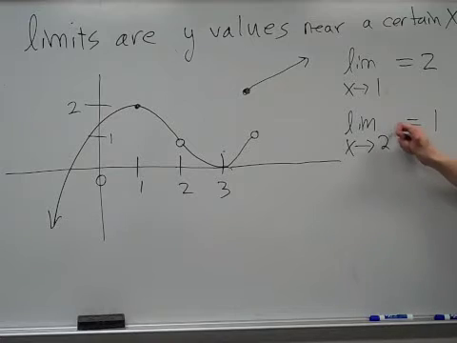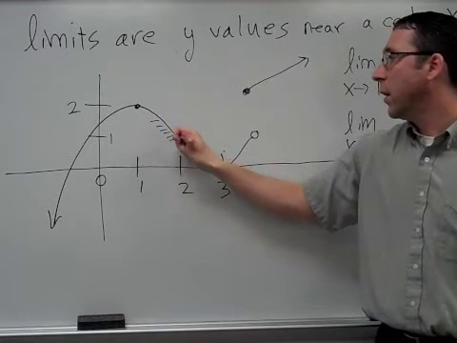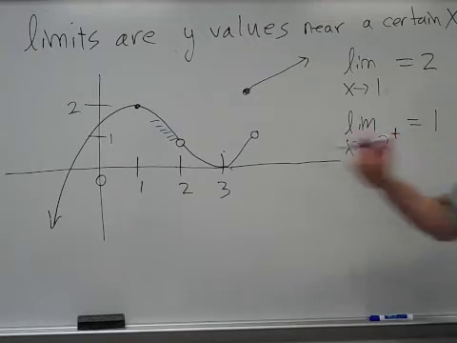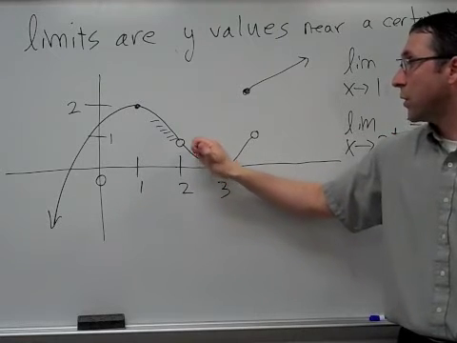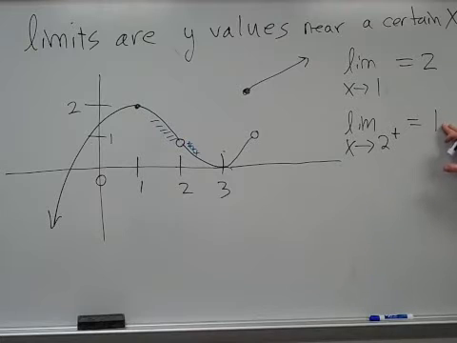Again, it doesn't make a difference if we're talking about being slightly to the left. If we're slightly to the left of 2, we're heading towards 1. If we're slightly to the right of 2, we're living on this side of the graph, heading towards 1. The y value is still 1. Since the left-hand and right-hand limits completely agree, you could say the overall limit is that number, 1.